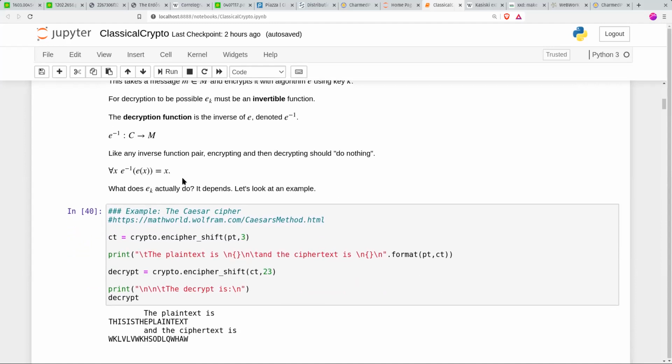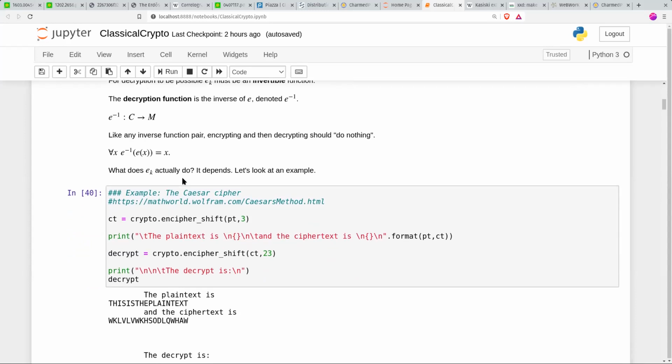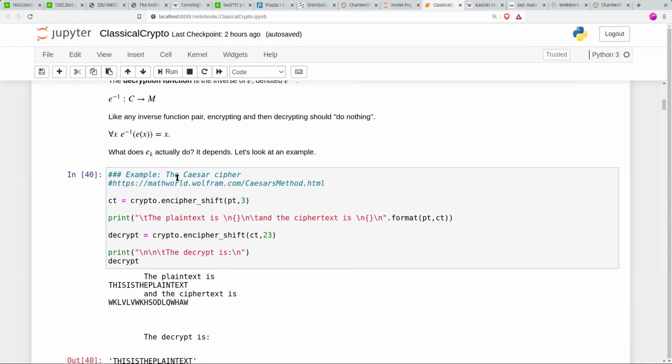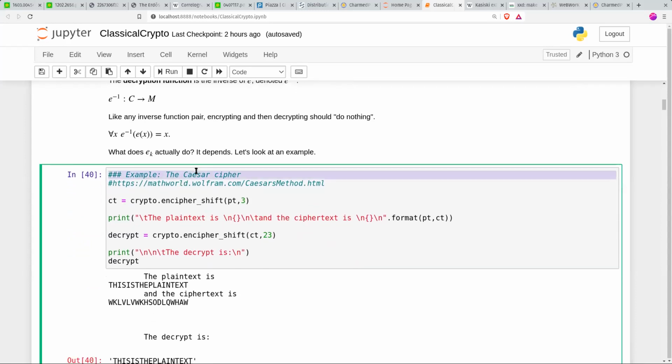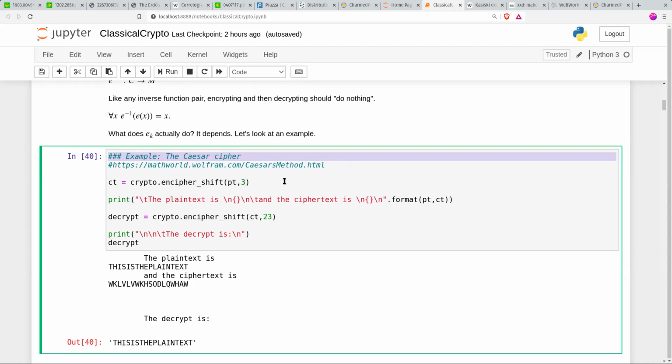Well, there are tons and tons of encryption algorithms. So we can look at our first example here. This is called the Caesar cipher, which was supposedly used by Julius Caesar. You can read about it if you follow this link here. This is an example of something called a shift cipher for reasons that we'll say in a minute.